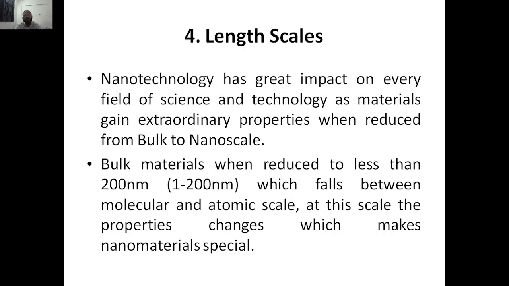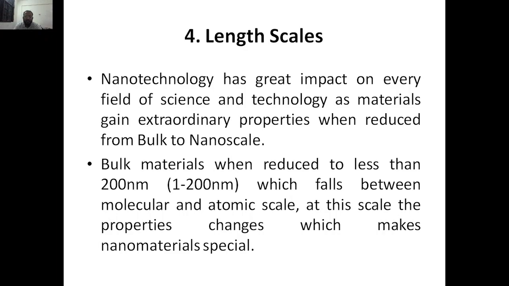So bulk materials, when reduced to less than 200 nanometer, that can be 1 to 200 nanometer, okay, the material can be from 1 nanometer up to 200 nanometer. They exhibit different properties, especially when reduced to less than 100 nanometer. This scale, 1 to 200 nanometer, actually falls between the molecular size and the atomic scale. At this scale the properties change, which makes nanomaterials very special, and we have seen how the properties change.